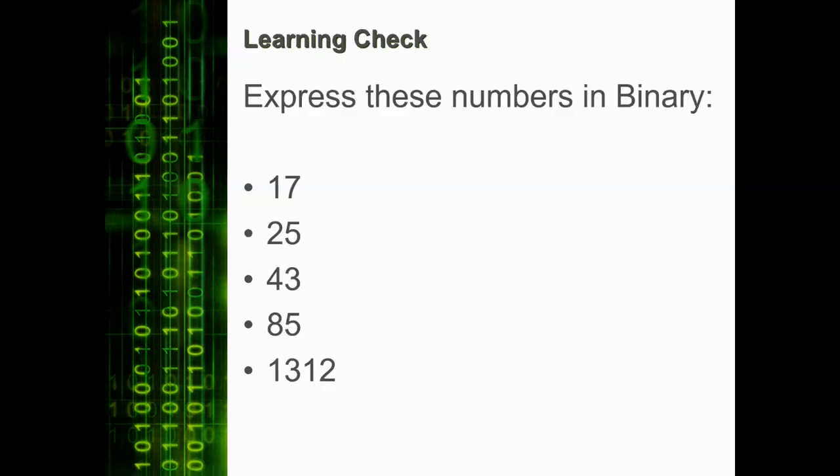So pause for a minute and convert these decimal numbers into binary. All right, so if we take 17 divided by 2, if you go through that whole process, we're going to get that 16 position turned on, along with the 1 position turned on. So 10001 is the binary number for 17. 25 will be 11001. So the 1's position, the 8 position, and the 16 position are all turned on.